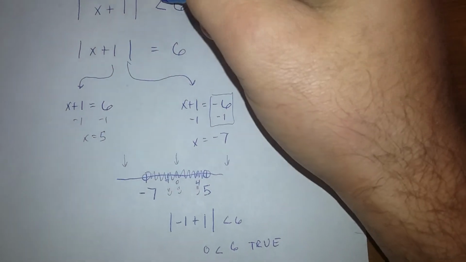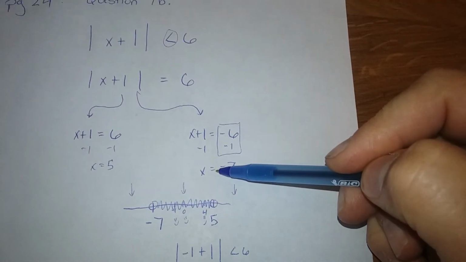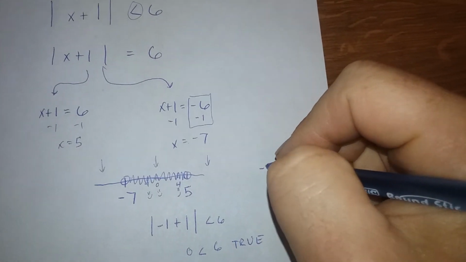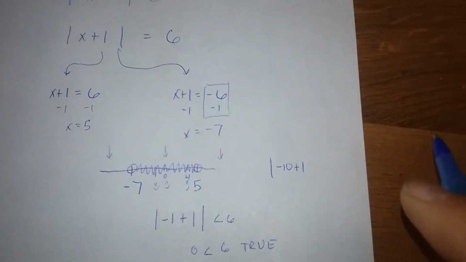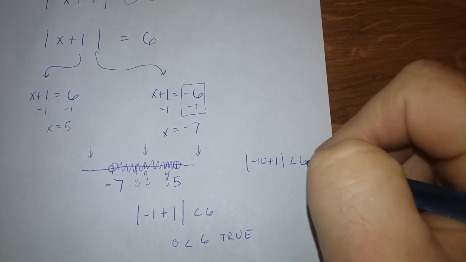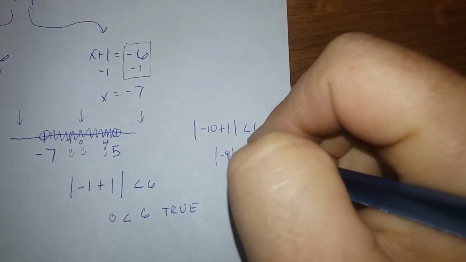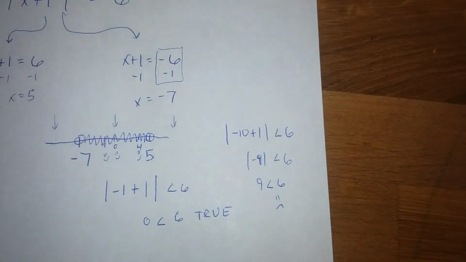A lot of students are just keeping the sign the way that it is, and if you do that, you end up saying that the answers are less than negative 7. But let's just pick a number less than negative 7, like negative 10. If I try negative 10, I get negative 10 plus 1, and the absolute value of that is less than 6. That's negative 9. The absolute value of negative 9 is 9, and that means 9 is less than 6, which is not true.